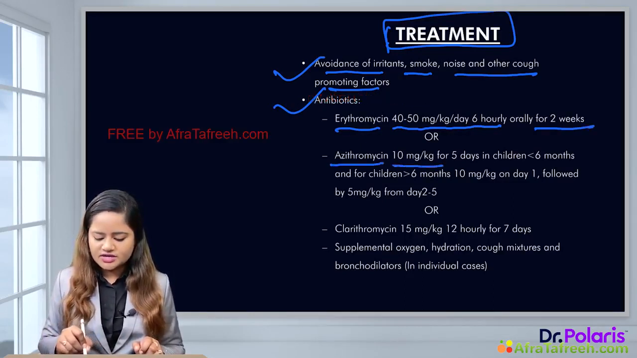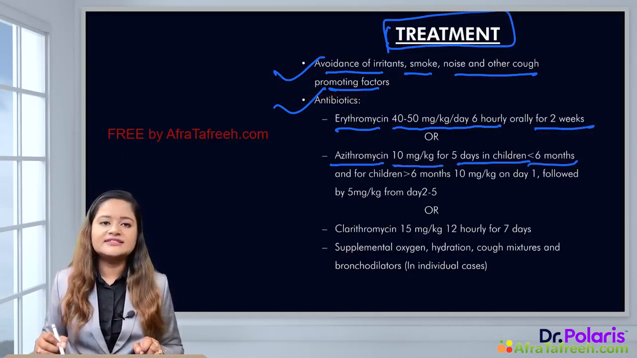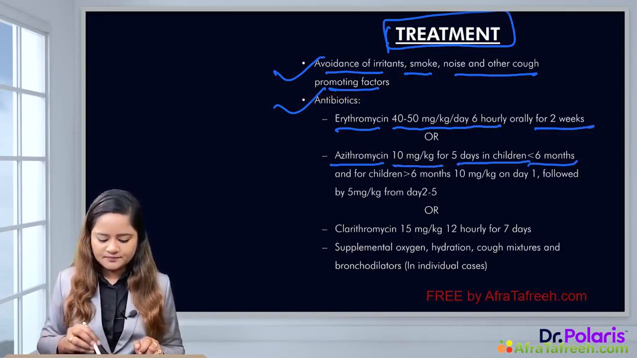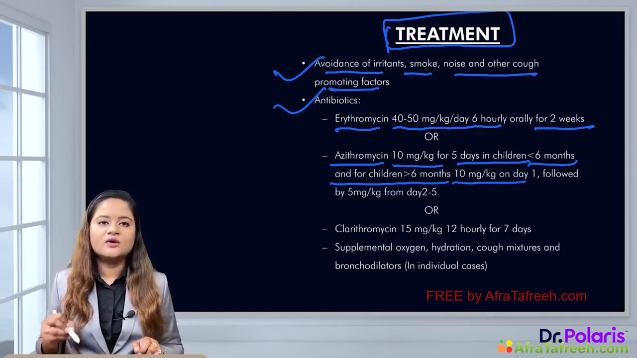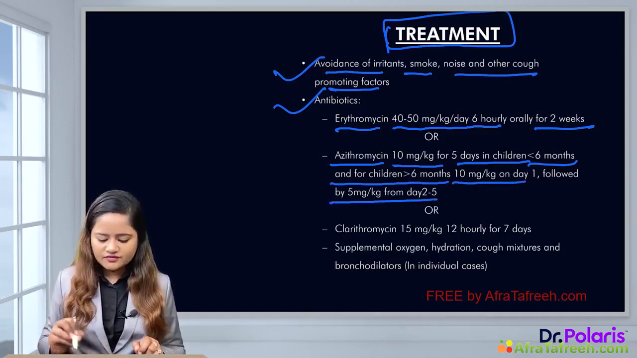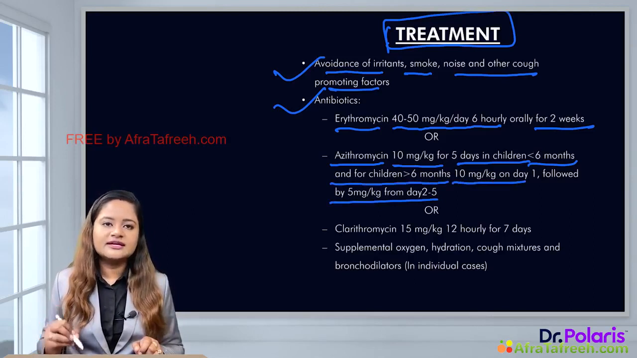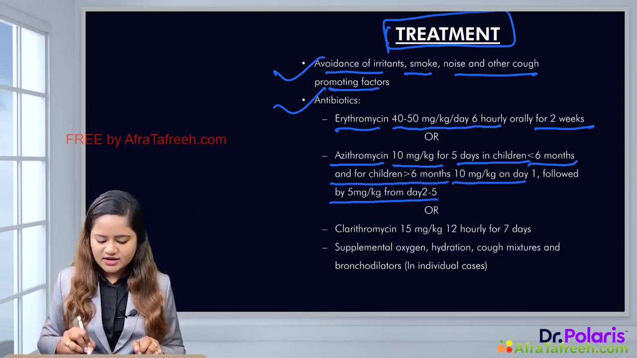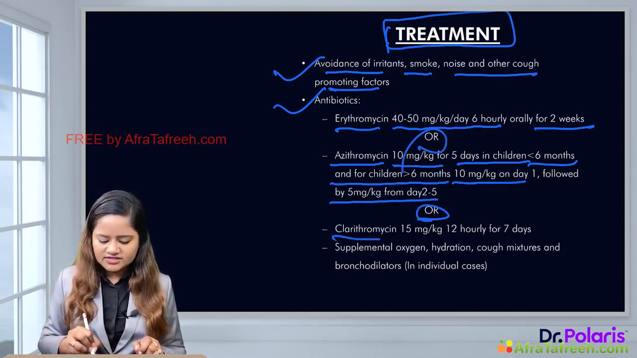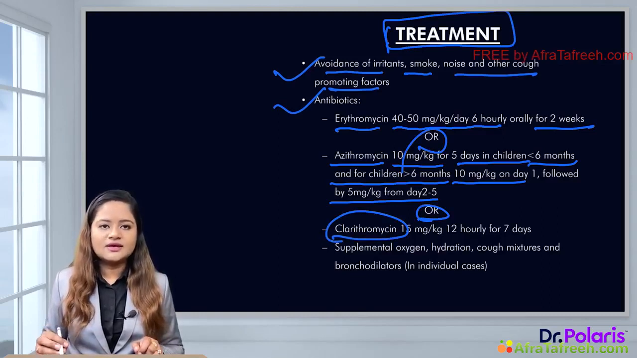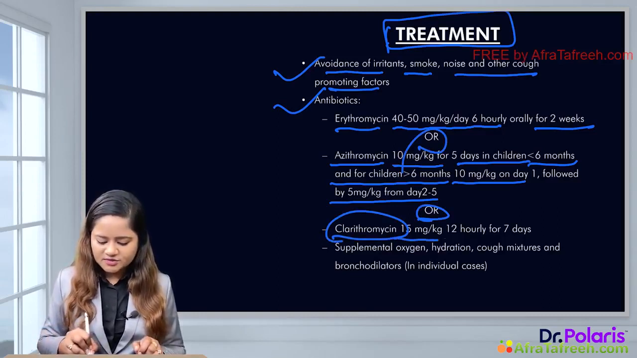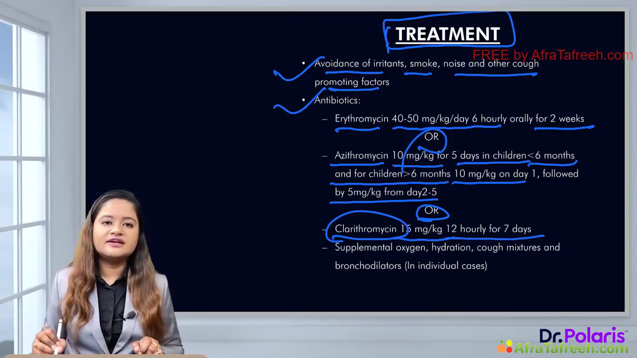azithromycin 10 mg per kg for 5 days in children who are less than 6 months of age can be used. And for children more than 6 months of age, 10 mg per kg per day on day 1, followed by a dose of 5 mg per kg per day from 2nd day to 5th day is advised. Another drug which is commonly used is clarithromycin. So clarithromycin again at 15 mg per kg 12 hourly for 7 days can be given.